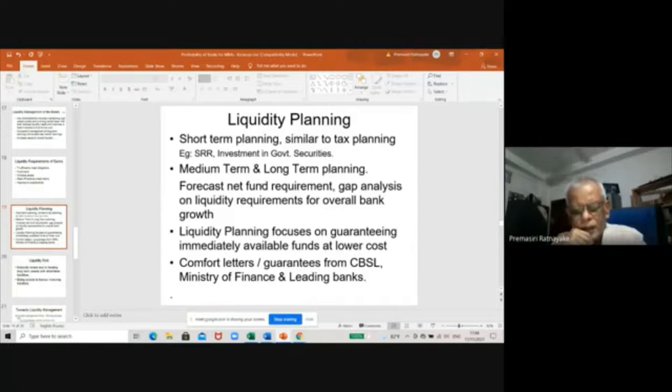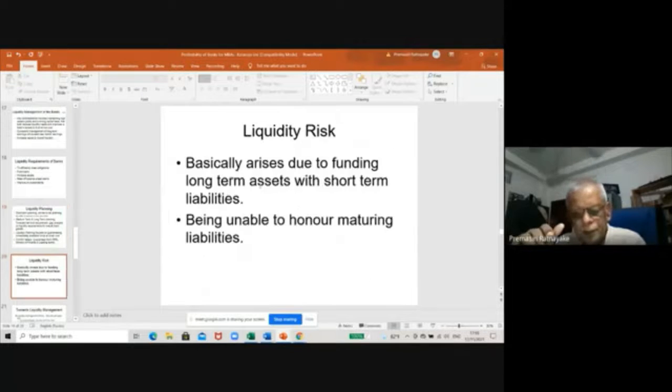Liquidity planning focuses on guaranteeing immediately available funds at low cost. Comfort letters, guarantees from central bank, Ministry of Finance and leading banks will strengthen the liquidity planning. Liquidity risk basically rises due to funding long-term assets with short-term liabilities, being unable to honor maturing liabilities.